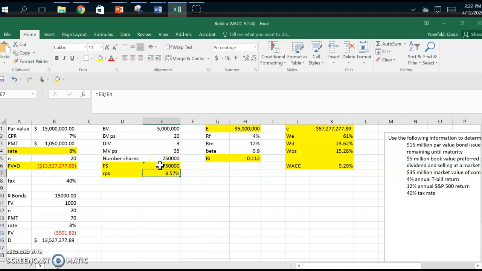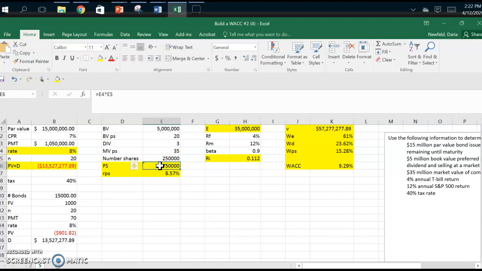Now, that part was easy. Now I need to get the total market value of preferred stock. Okay, and to do that, I used book value information. So I know there's 5 million book value outstanding. I know the book value per share is 20. So to get the book number of shares, I take the book value of shares outstanding divided by the book value per share. So 5 million divided by 20. And I see that there's 250,000 shares outstanding.